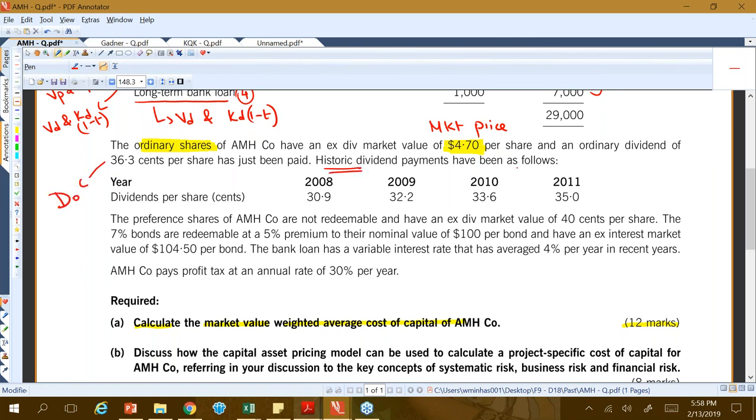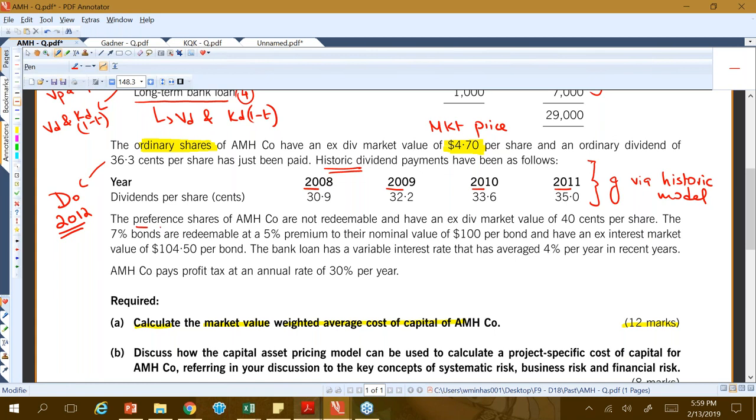Historic dividend payments have been made as follows. Well, why is the examining team giving me details of historic dividends? Because they want us to work out the G via the historic model. So if this is the dividend now, which is 2012, and the historic dividends are 2011, 2010, 2009, 2008, then I'm going to use that historic model calculation to work out the G. So we'll do that together.